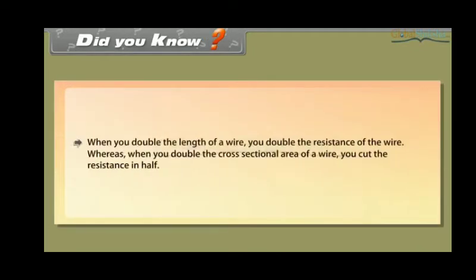When you double the length of a wire, you double the resistance of the wire, whereas when you double the cross-sectional area of a wire, you cut the resistance in half.